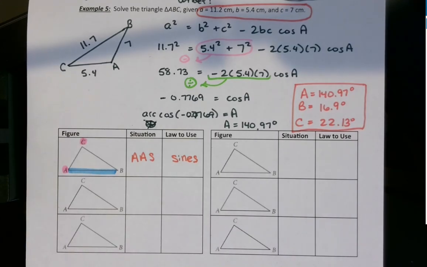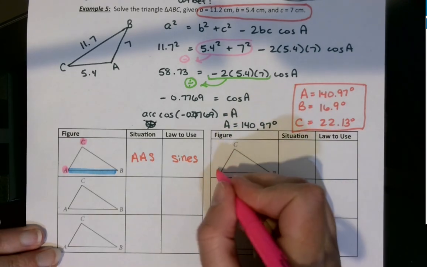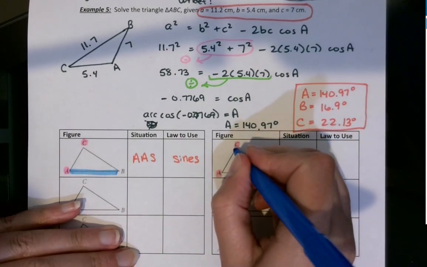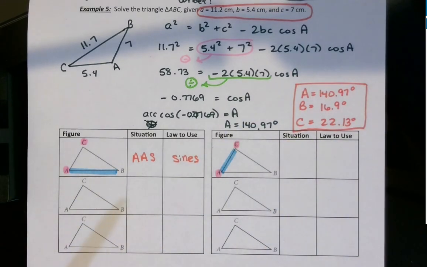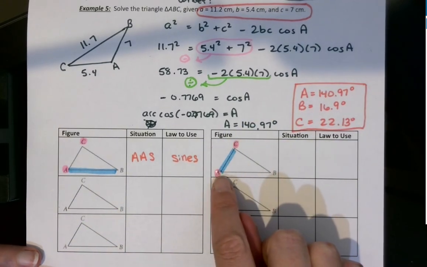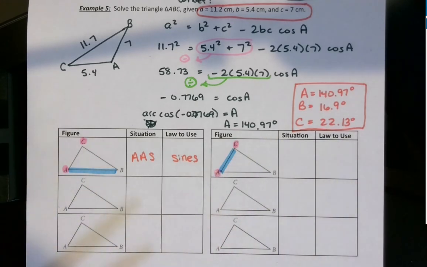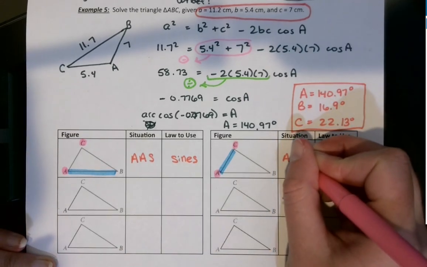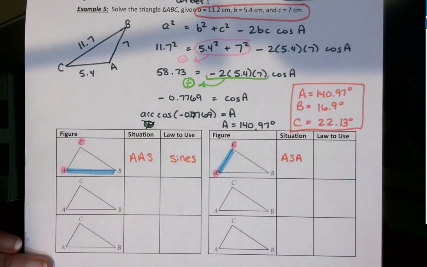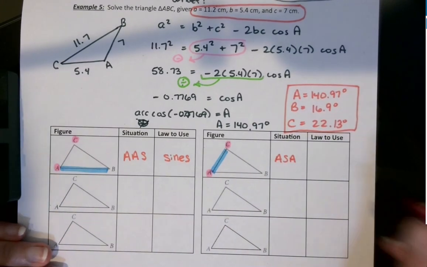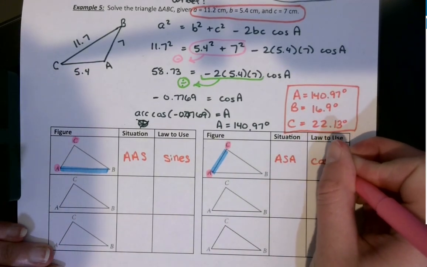Another situation would be that if I knew 2 angles, but the side I knew was between them, I have no pairing of an angle to a side. This is the case angle, side, angle. And because I've got no pairing where I know both a side and an angle, I'm going to have to use the law of cosines.